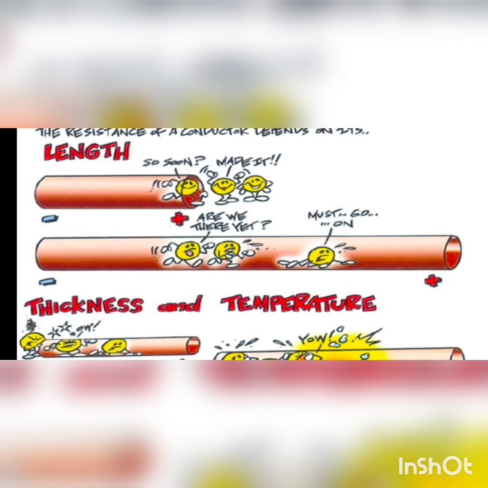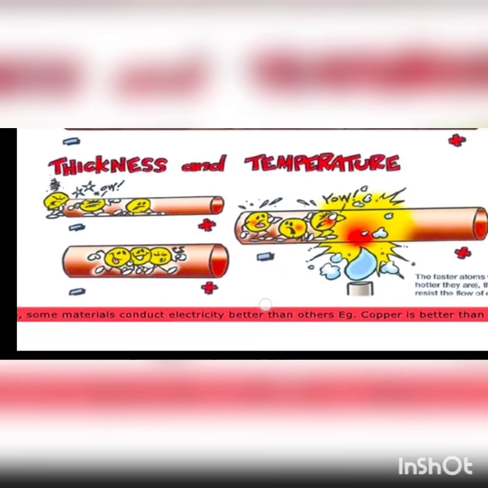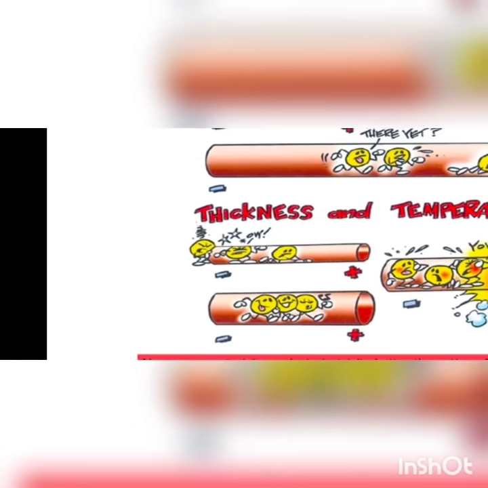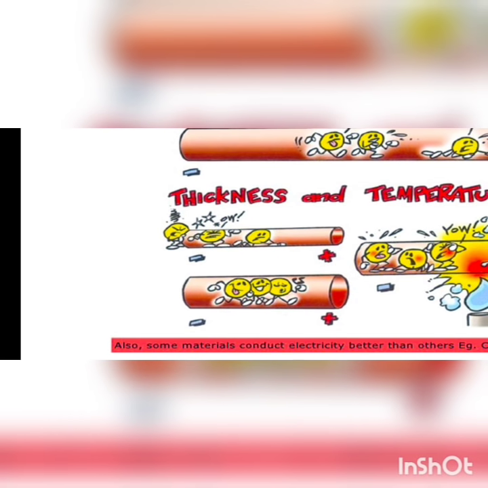Now see, if thickness increases, why does resistance decrease? If there is a wire of less cross-sectional area, in that small area the electrons have to face many collisions with the atoms and ions. So it is difficult for the electrons to move from one end to another. Whereas in a thick wire they get more space, more area to travel from one end to the other for the same length. So we say that the thicker wire will have less resistance as compared to the thinner wire.